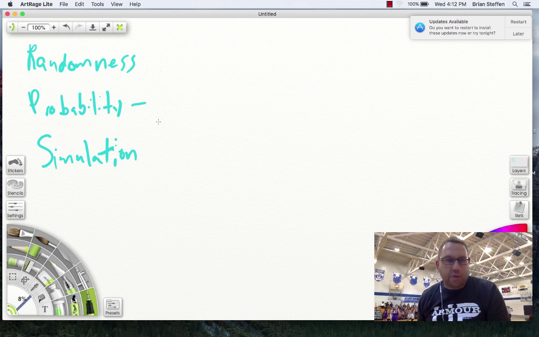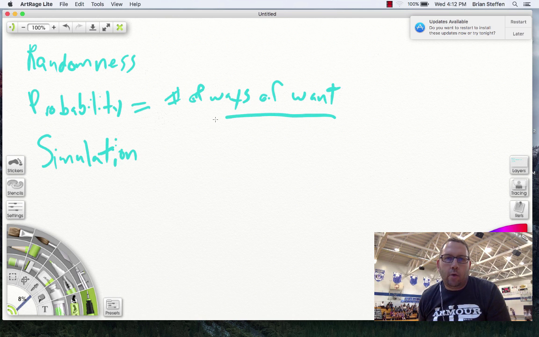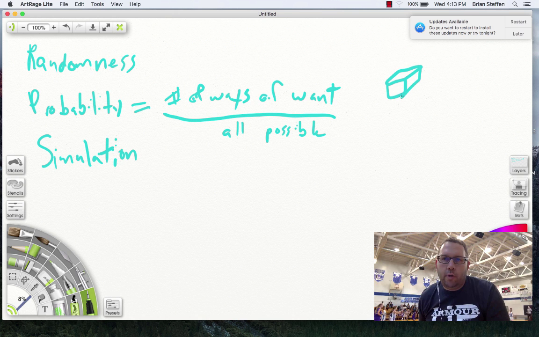So with probability, a pure definition is: probability is equal to the number of ways of what we want, out of, so divided by, all possibles. All right, and you've seen this in the past when looking at the likelihood of something happening, like rolling a die. Here's my little dice right here. There's my cube. What's the probability of rolling a 1? Well, there's only one side, so let's say this side just has the 1 dot on it. There is a 1 chance out of 6 to get a 1.